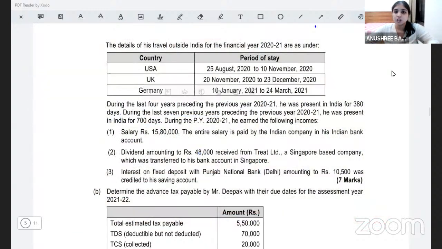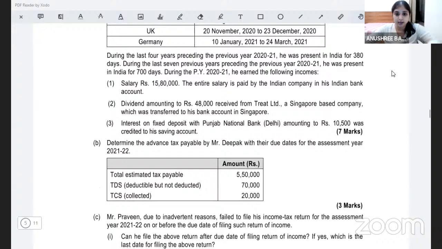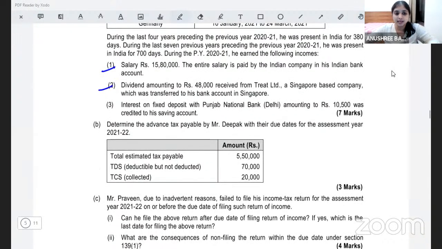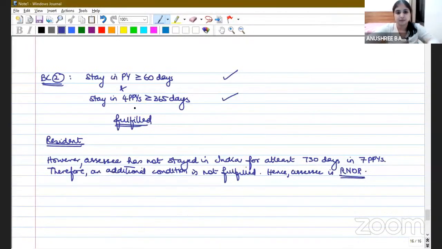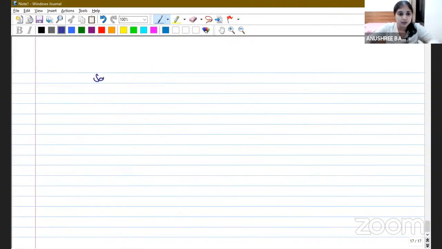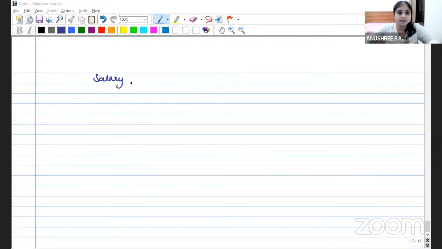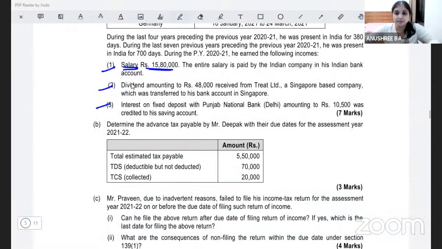Now, if you look at the incomes over here, they asked us to not only find residential status, they also asked us to find his total income. And they're talking about three incomes over here. First of all, they're talking about salary income. He's RNOR, remember. So what is his salary income? Salary is 15 lakh 80. Salary is paid by Indian company in his Indian bank account, which means the salary is received in India. It is received in his Indian bank account. Received in India, hence taxable.